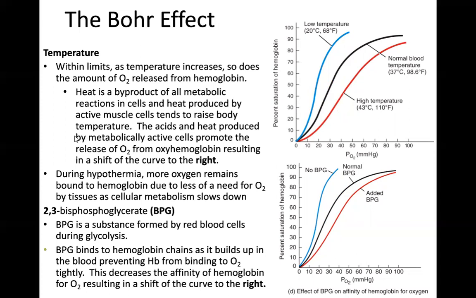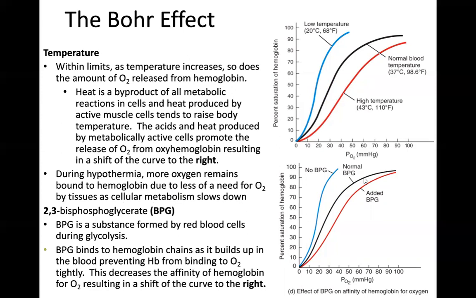The acids and the heat produced by metabolically active cells promote the release of O2 from oxyhemoglobin, resulting in a shift of the curve to the right. Now, a shift to the right occurs when our body temperature goes up. When we get cold, we call this hypothermia. We shift it to the left, which means we have a higher amount of binding in our lungs. Loading is high, unloading is low. So during hypothermia, more oxygen remains bound to hemoglobin due to a lesser need of oxygen by our tissues as cell metabolism slows down.